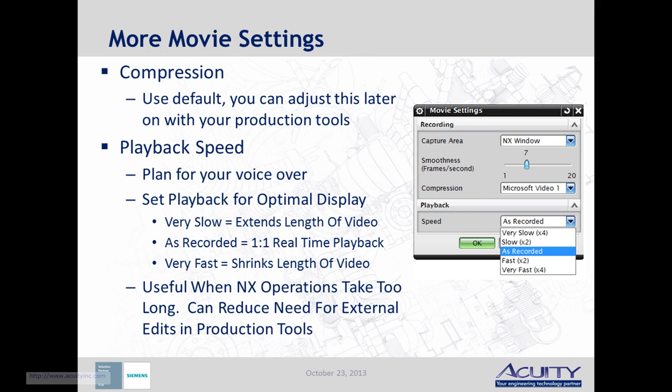For compression, you just use the default. Your external movie tools, if you're using them, will compress this differently. If you're just using the NX movies and putting them on the network, the Microsoft Video 1 selection is fine.